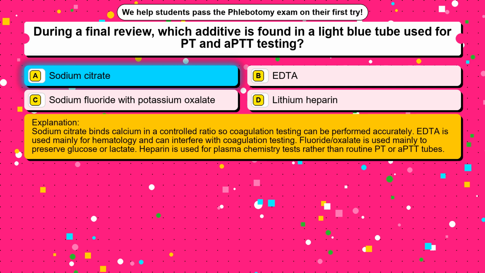EDTA is used mainly for hematology and can interfere with coagulation testing. Fluoride/oxalate is used mainly to preserve glucose or lactate. Heparin is used for plasma chemistry tests rather than routine patient or APTT tubes.